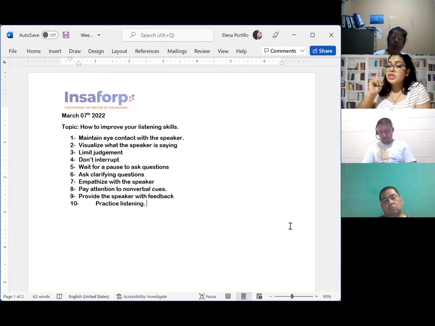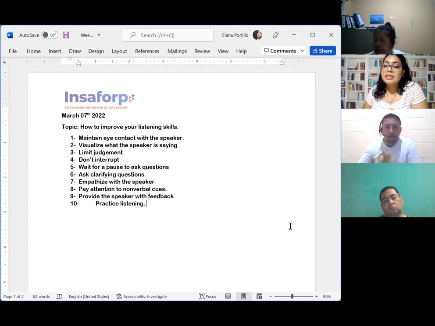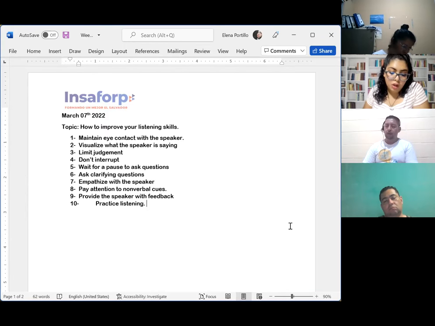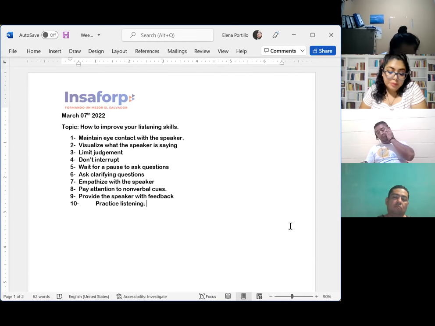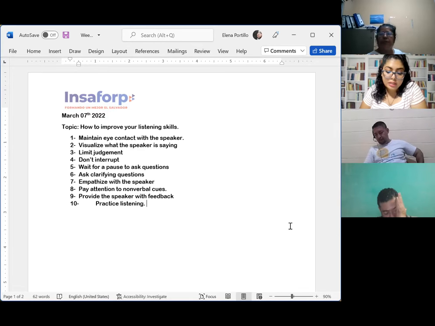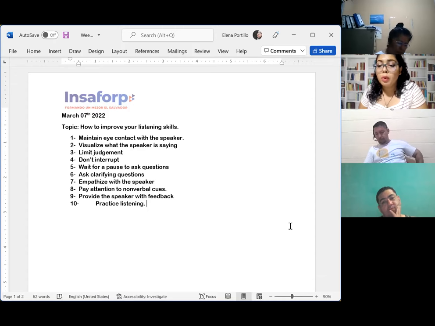Number three, limit judgments. Listen without criticizing the speaker in your mind, even if the message caused your agitation or alarm. Try to avoid thinking about negative or judgmental comments because this compromises your ability to listen. You also want to listen with an open mind and understand that the person is giving you their perspective. You might realize that they make more sense as they continue to talk to you, and you won't know the full story without listening.